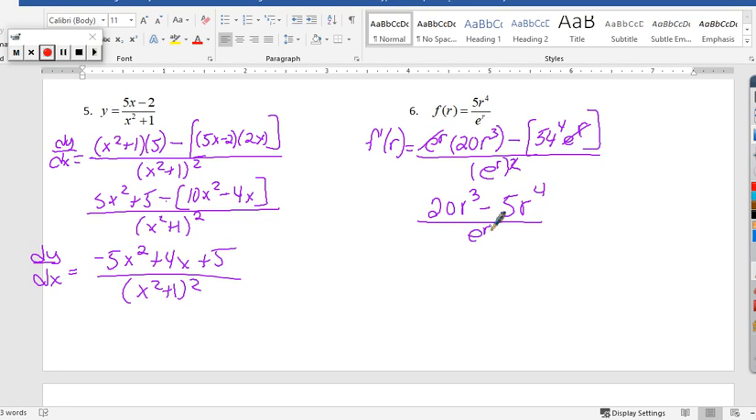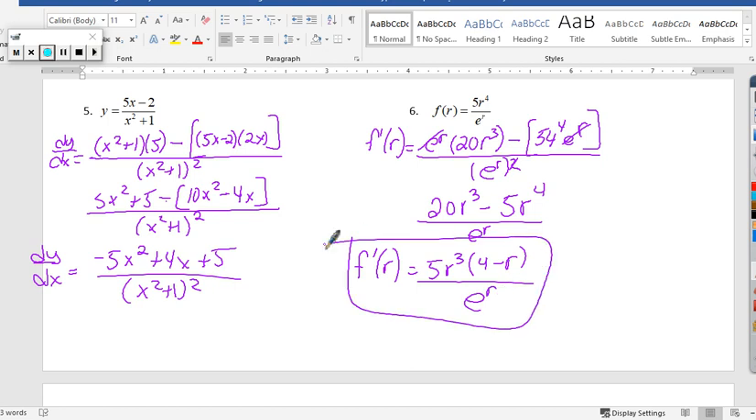I'm just looking to see what can be combined. I could factor this numerator a little bit. They each share a 5, and they each share at least 3 r's. So we're going to take out 5r cubed, and that's going to leave us with 4 minus r all over e to the r. And that's our derivative there.